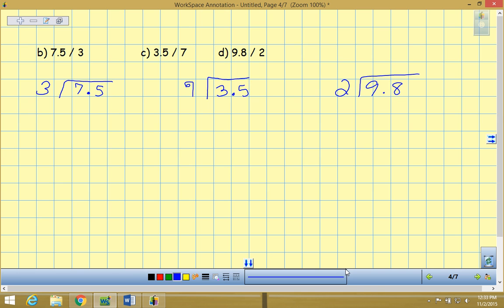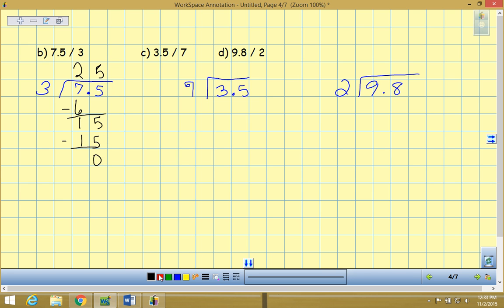Okay, let's go ahead and look at these problems. Even if you're not finished, let's look at them. So the first one, 3 will go into 7 how many times? Twice, okay? So 2, and 2 times 3 is? 6. So now I'm going to subtract. I bring down the 5 to get 15. 3 will go into 15 how many times? 5. 5 times 3 is? 15. And 15 minus 15 is?